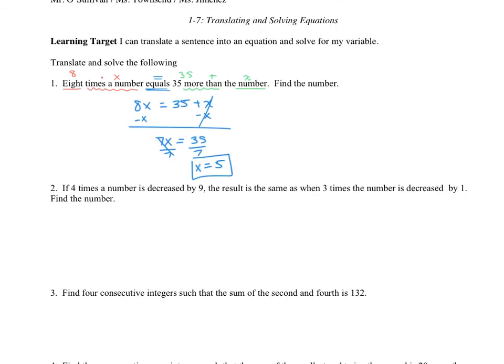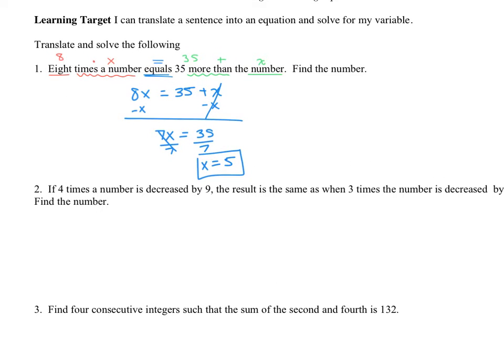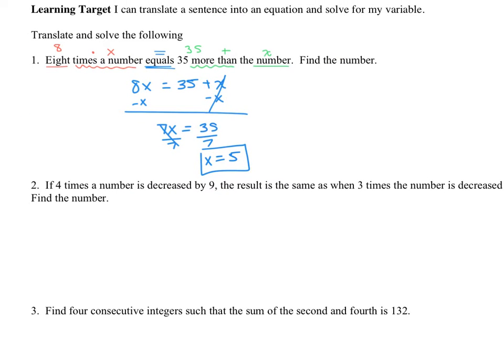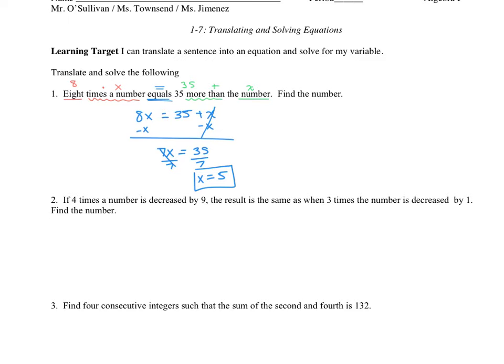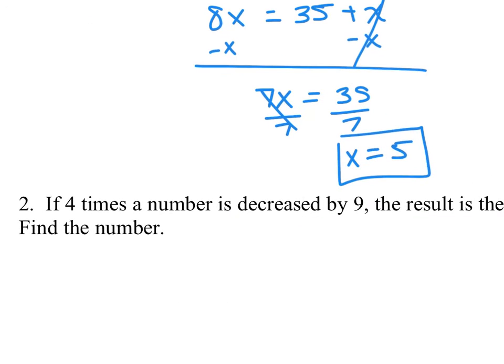Okay, now let's go on to question number 2. If 4 times a number is decreased by 9, the result is the same as when 3 times a number is decreased by 1. Find the number. So again, I just read it to myself one more time. Go ahead and read it to yourself one more time. So you should have done your close read of it one more time, and now we're going to annotate the question. So 4 times the number.